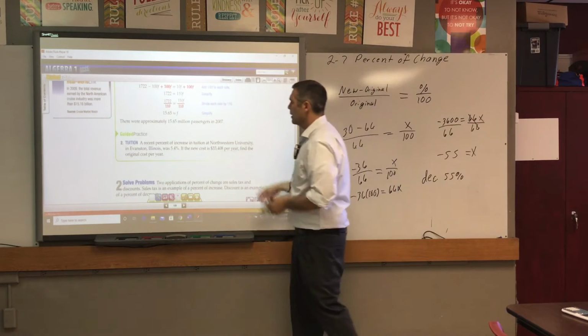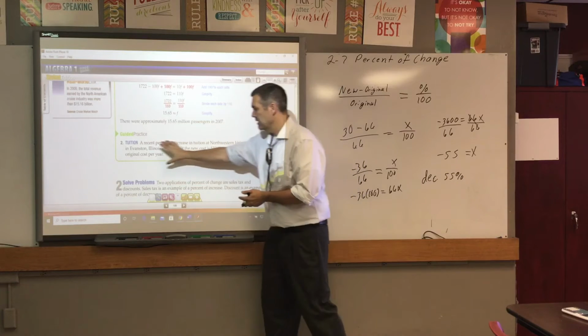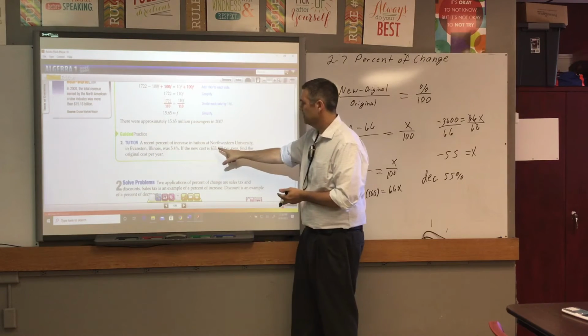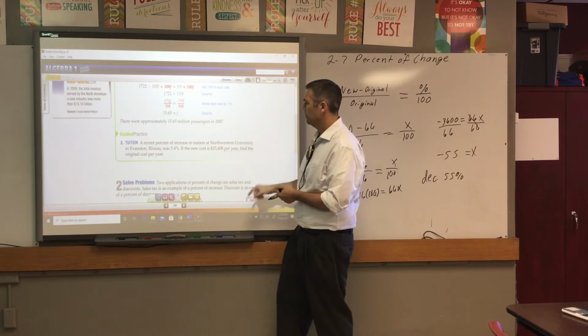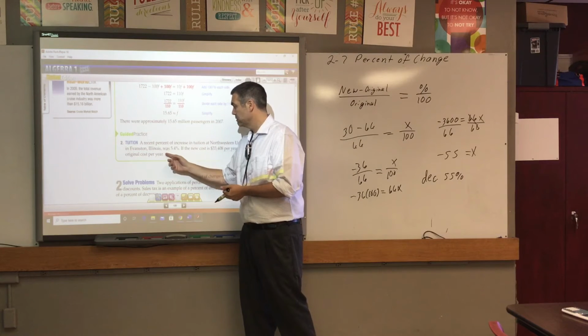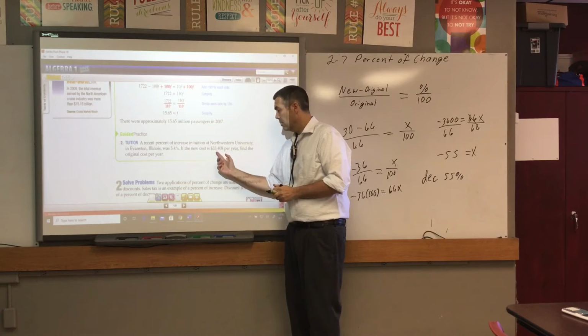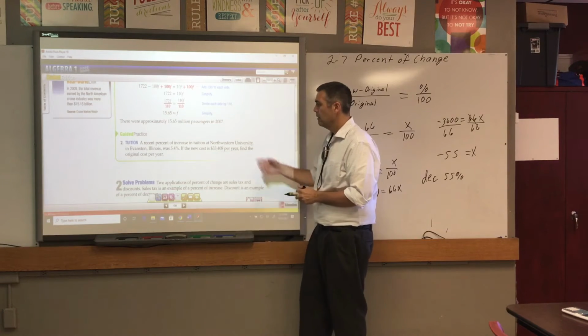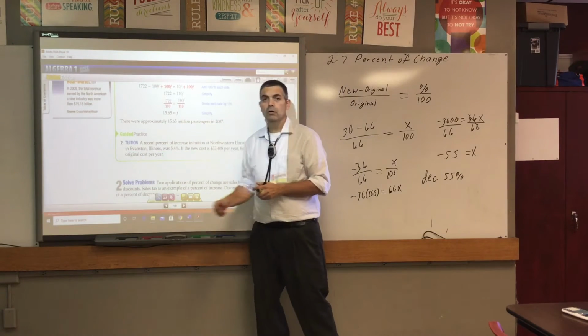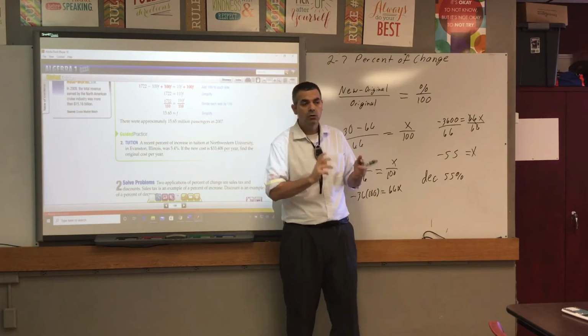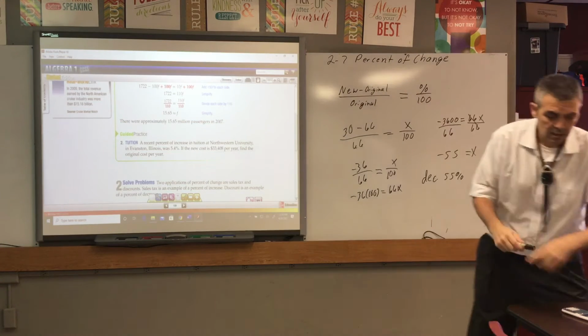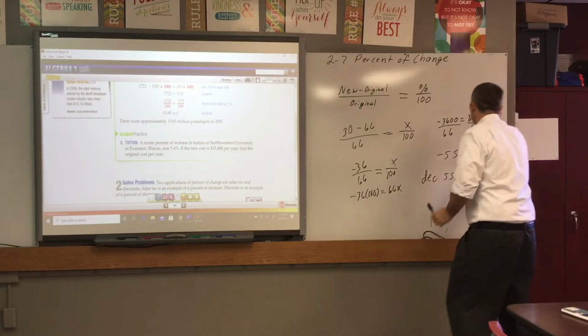Now, if we do this type of problem, this is your setup. A recent percent of increase in tuition at Northwestern University in Evanston, Illinois was 5.5%. If the new cost is $33,408 per year, find the original cost per year. So now they want you to find the original cost. Well, it's not that bad if you just paid attention.